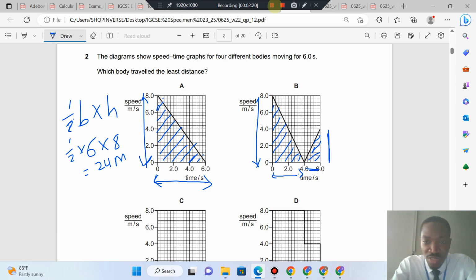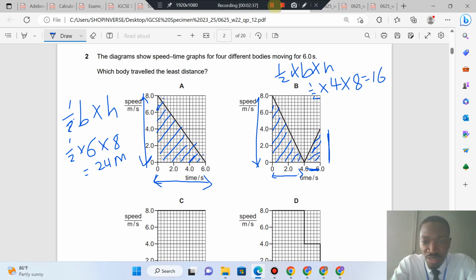What's the area of the bigger triangle? Half times base times height. The base of the bigger triangle is, sorry, it's 4. Half times, the base is 4, the height is 8. Half times 4 times 8, that gives you 16 meters.